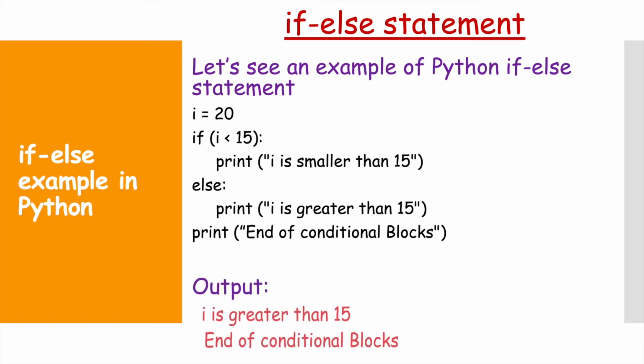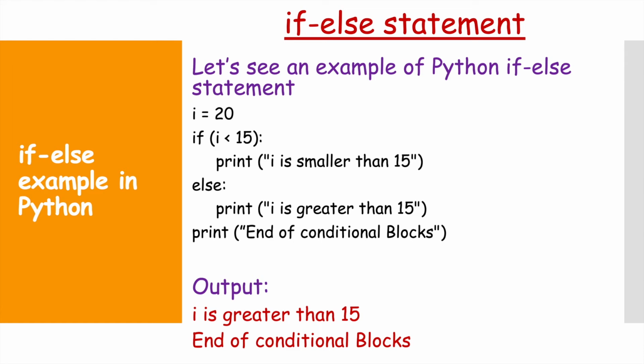You are going to get the output "I is greater than 15", because the expression in the if block, that is I is less than 15, is evaluated to false, so it is going to skip the print statement "I is smaller than 15" and simply jump to the else block, that is "I is greater than 15". After executing this statement in the else block, it is going to print the statement "end of conditional blocks".